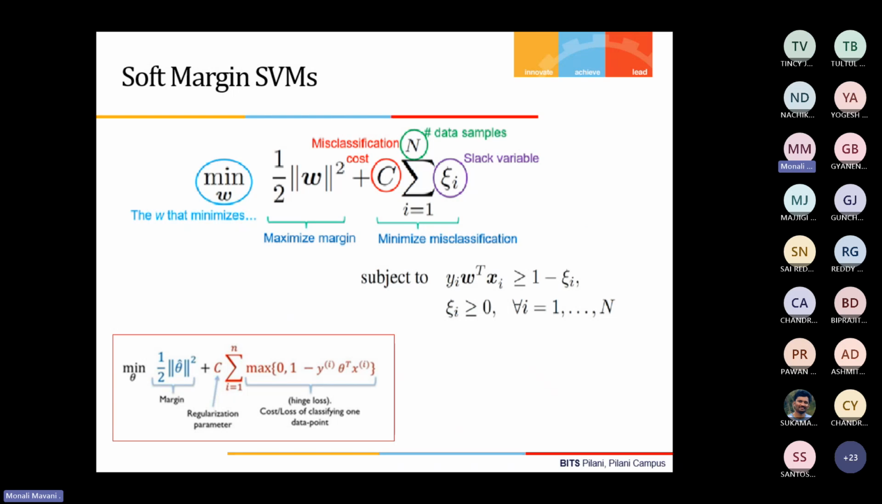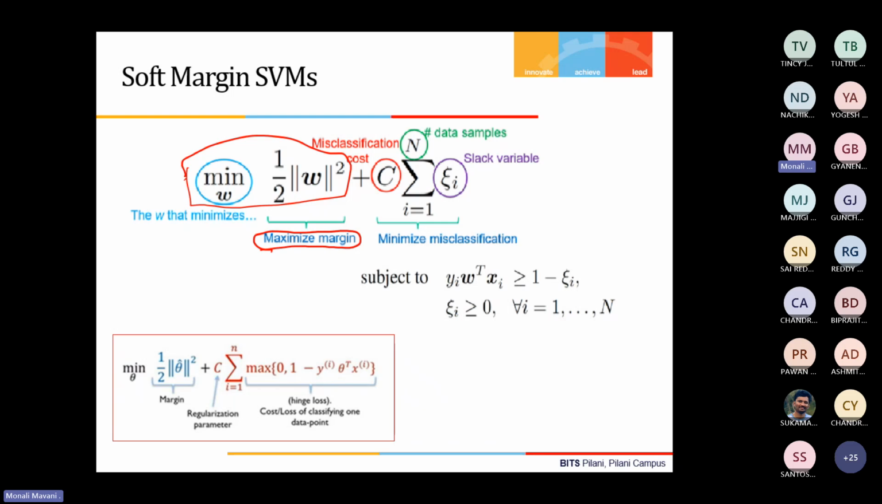We have to modify our objective function. This part is the original objective function, half of the norm of w squared. This objective function ensures that we get a maximum margin classification, which is what we saw in the last class. Now we introduce a penalty for misclassified points in the form of the slack variable. The slack variable is there for all the data samples, but for correctly classified points outside the margin, the value would be 0.